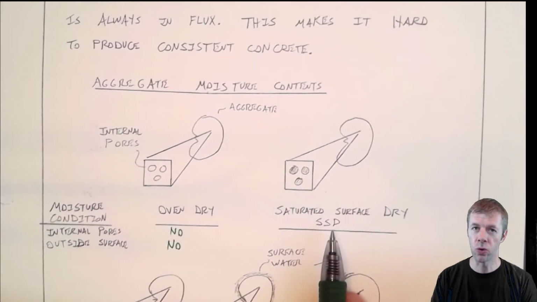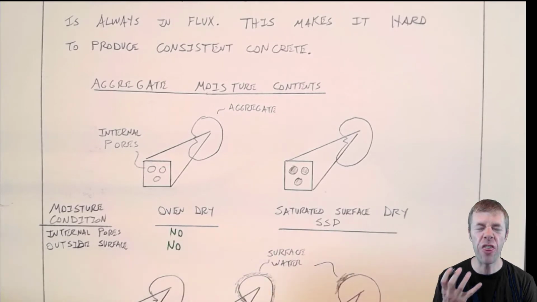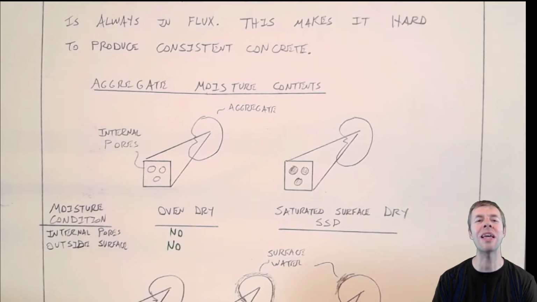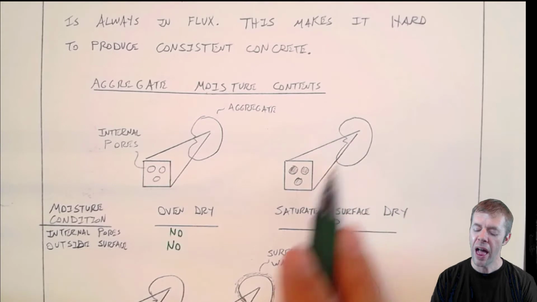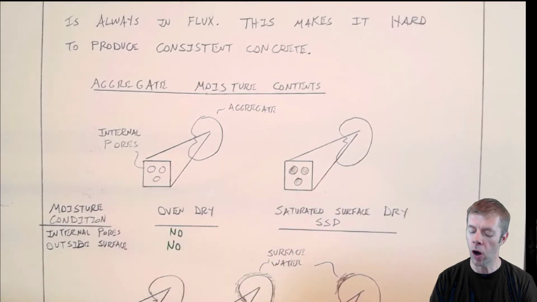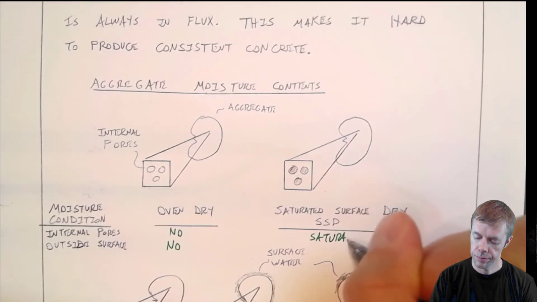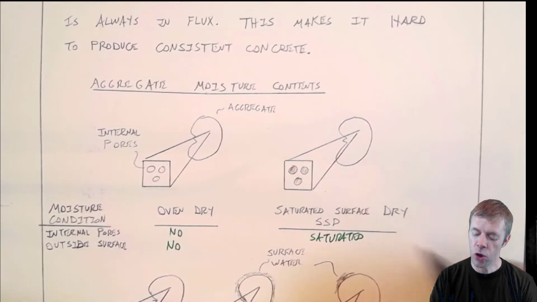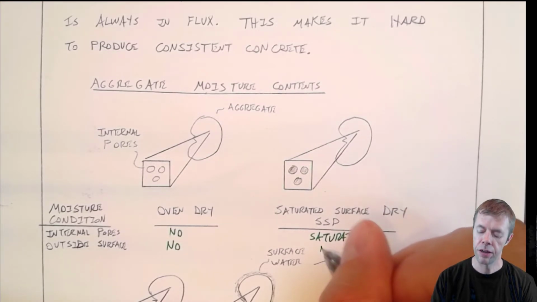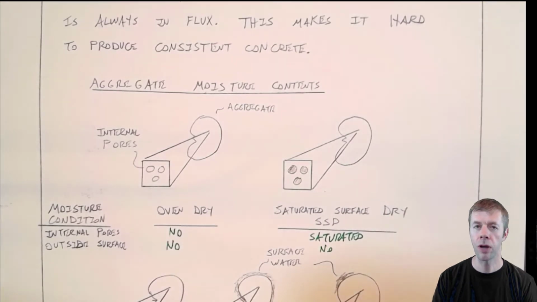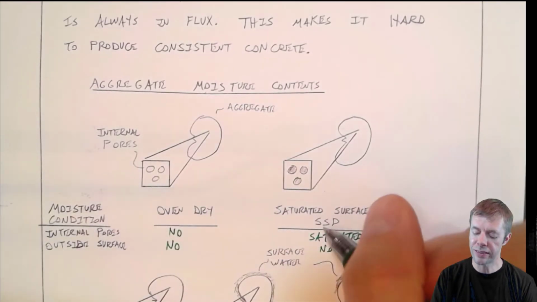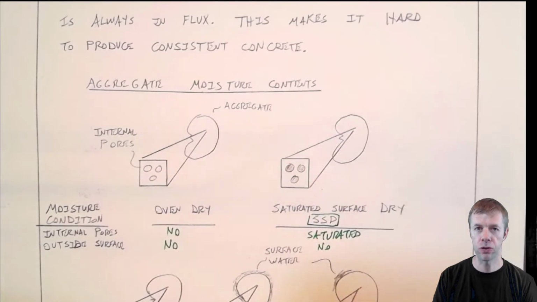Now, this is another mythical situation. This is like the mythical saturated surface dry. I mean, it's truly a unicorn. It's truly something crazy, imaginary in the world of concrete. But we can make it happen in the lab. This is when we perfectly fill every single internal pore. All the internal pores here are saturated. And there's no outside water out on the outside, none. No outside water. And we'll talk about how to make this happen. But this is known as SSD, saturated surface dry.